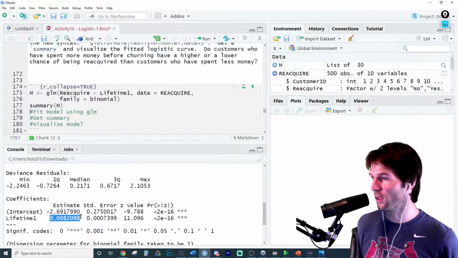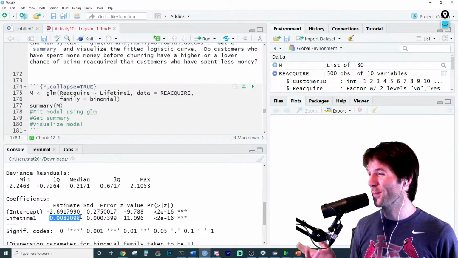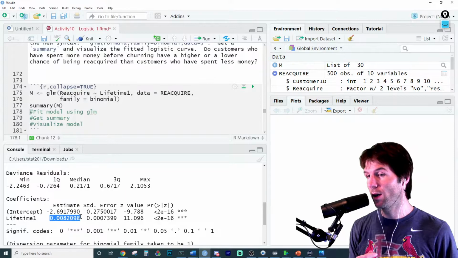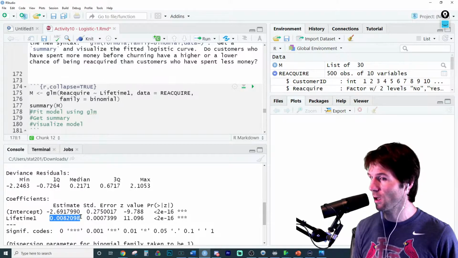And notice how I'm interpreting this. This is how you'd interpret it on a test. Two customers who are otherwise identical. Well, it's not a multiple. Two customers who differ in how much they have spent over their lifetime. The customer who spent more is more likely to be reacquired by us. And just think about that. It's like investment in a company.